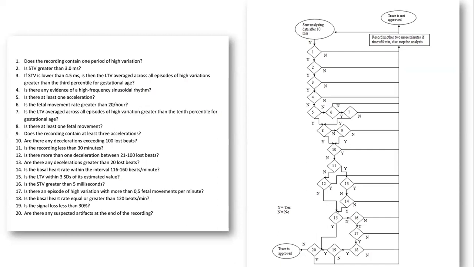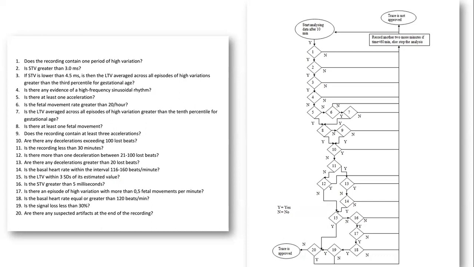The iteration asks: is there one episode of high variation, so has the baby woken up? If it has woken up, is the STV greater than 3, so is the risk of acidemia low? If it's low, is the STV lower than 4.5? Is the LTV okay? Because the LTV in episodes of high variation has to be within standard deviation. Then you also need to make sure you don't have high frequency sinusoidal waves, that the baby is accelerating, and that you are not having any large deceleration. So it goes through this iteration, and once you meet a certain number of criteria, the trace is approved.